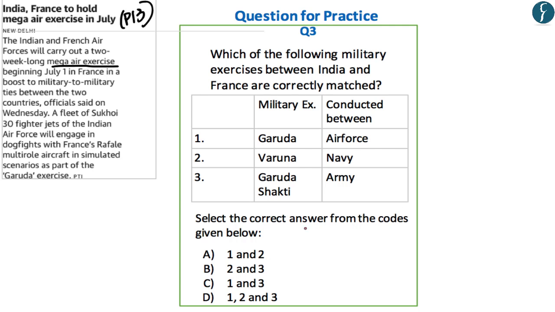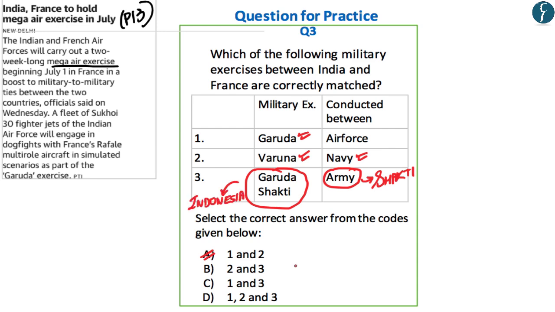Now the correct answer to this question is A, 1 and 2. The Indian and the French Air Force conduct the Garud military exercise, while the Indian Navy and the French Navy conduct the Varuna military exercise, while the Indian Army and the French Army conduct the military exercise known as Shakti, while it is the Indonesian Army and the Indian Army which conduct the military exercise known as Garud Shakti. And it is in that regard that the correct answer is A, 1 and 2.